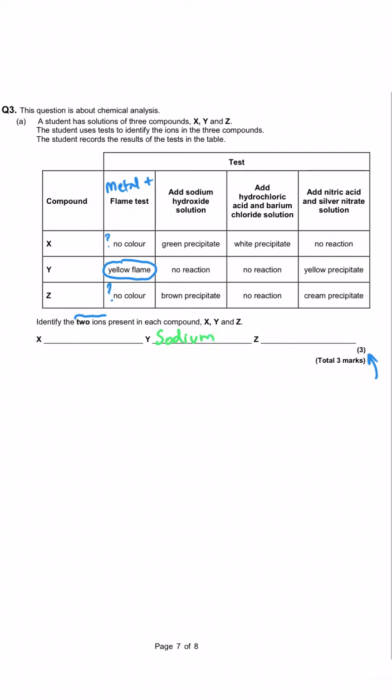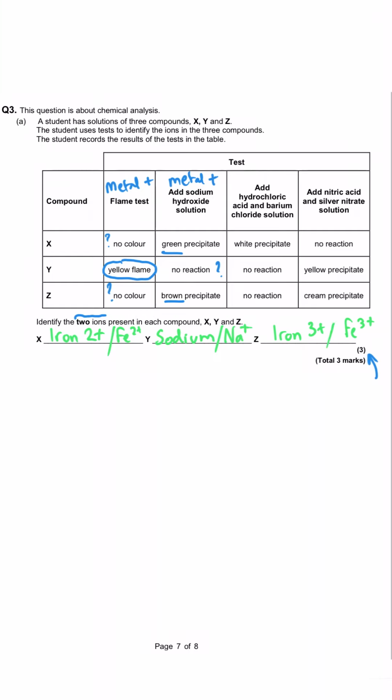Now, if we move on to the next test, we can see that sodium hydroxide, that's also a test for metal positive ions. We've got no reaction for Y, but that's fine, we've already identified the sodium. The green precipitate and the brown precipitate, those are 2 positive results that are both for iron. The green precipitate is iron 2+, and the brown precipitate is iron 3+. You could write the formula, by the way, you could write Fe 3+ and 2+ if you preferred. You don't have to write the formula, you could just go with the name.